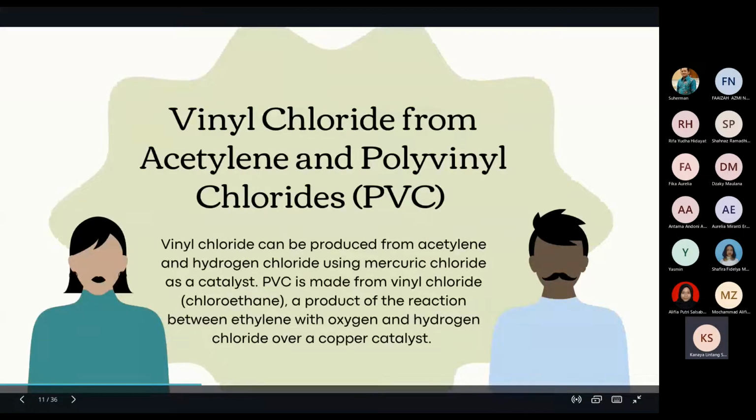Vinyl chloride from acetylene and polyvinyl chloride, or PVC. Vinyl chloride can be produced from acetylene and hydrogen chloride using mercury chloride as a catalyst. PVC is made from vinyl chloride, a product of the reaction between ethylene with oxygen and hydrogen chloride over a copper catalyst.